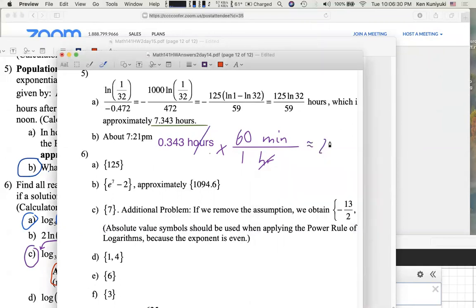So lo and behold, 0.343 hours is about 21 minutes, but it's 21 minutes after 7 p.m., because 7 hours after noon is 7 p.m. So it's 7 p.m. and then 21 minutes after that. It's 21 minutes after 7 p.m. That's how you get that conversion. Any questions?